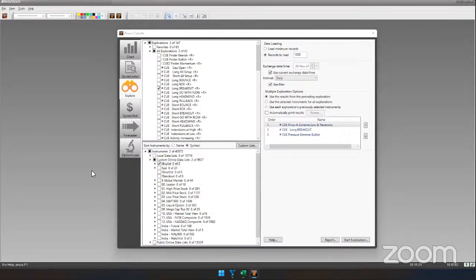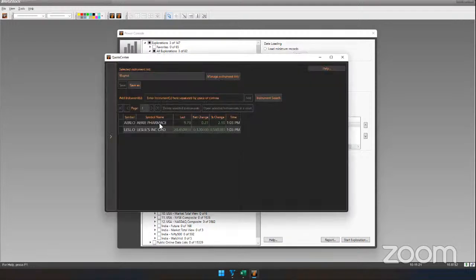If you have a number of stocks in mind and they don't have a setup yet, you are not yet buying, but you want to track how they are doing on a particular day, you may open them in Quote Center. That will show you the stocks, the last price, net change, percentage change. So it helps you keep the stocks on one of your monitors.